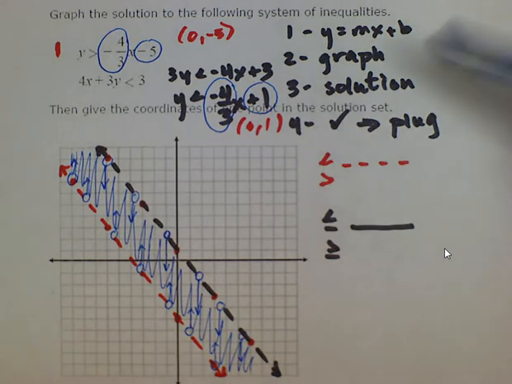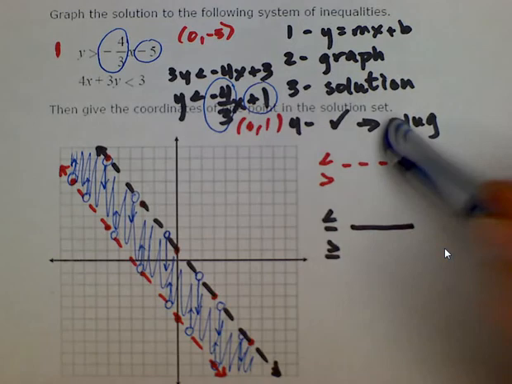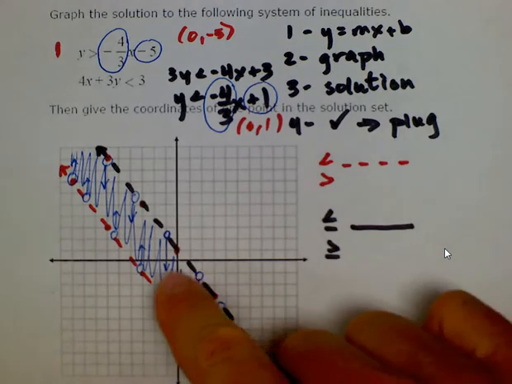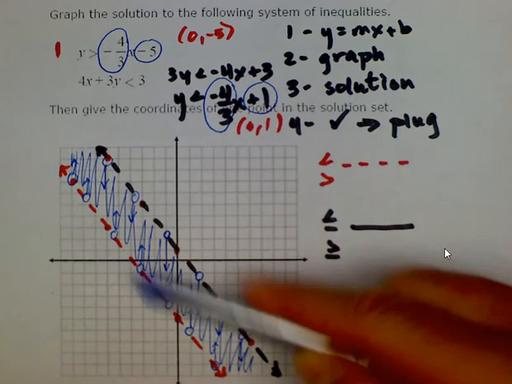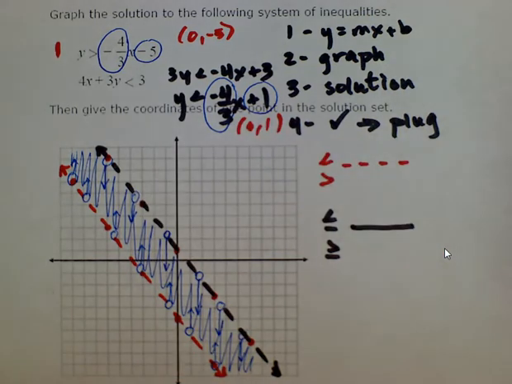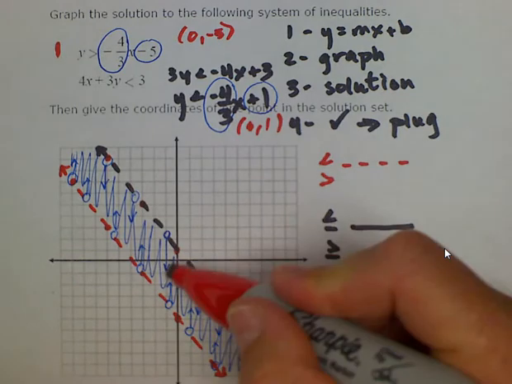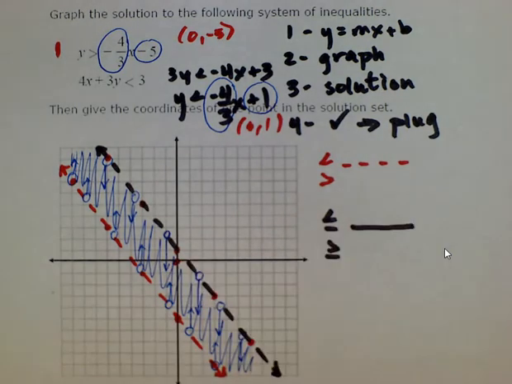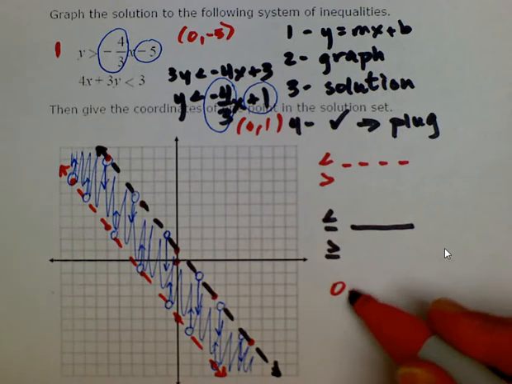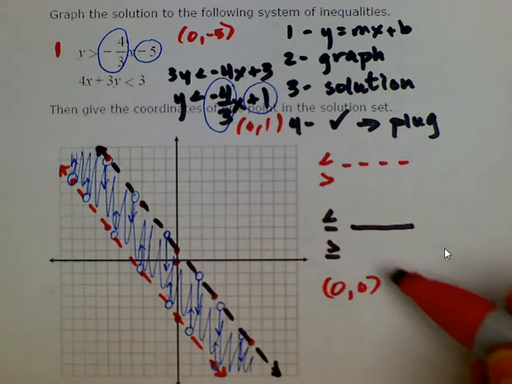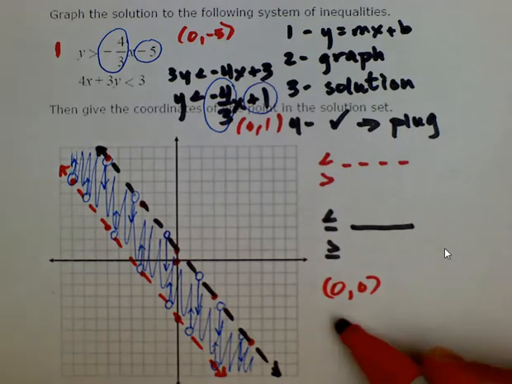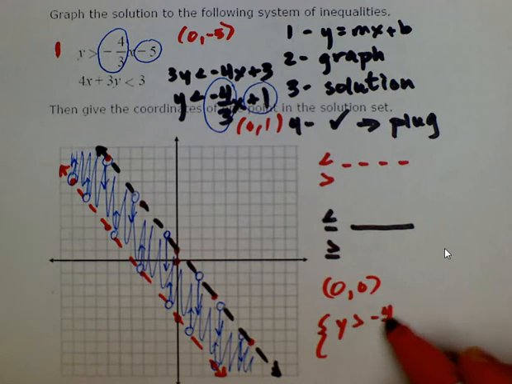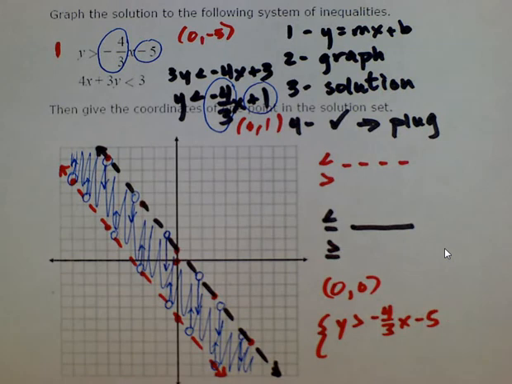Now in order to check and to give a coordinate of a point in the solution set, we could choose any of the points in the shaded region and check our work by plugging it back into this system. So the easiest, of course, is we see that 0, 0 right here is in the shaded region. So we can check the solution 0, 0, and we would need to plug it into both because it's a system. So if my system looks like this, y is greater than negative 4/3 x minus 5, and y is less than negative 4/3 x plus 1.